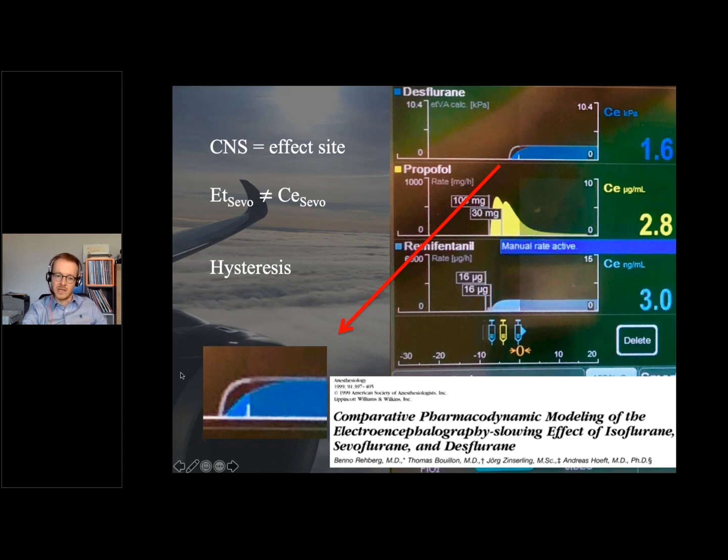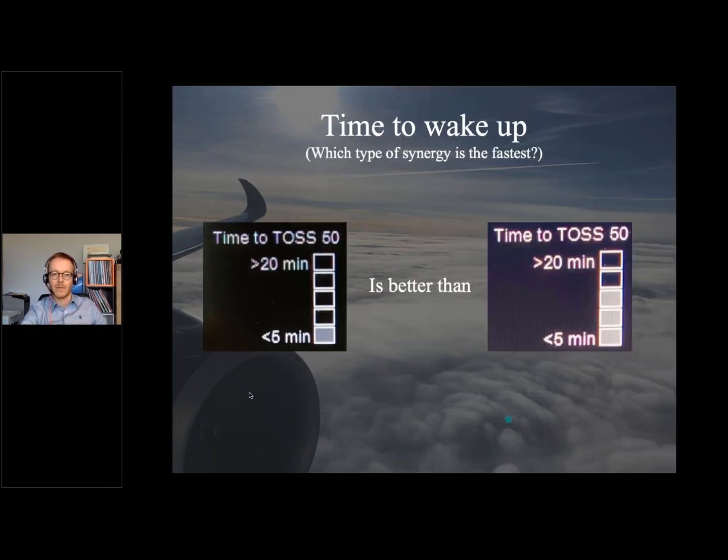So as you can see here, we already reached our end-tidal target, but we didn't yet reach it as to the effect site concentration. That is the explanation of the phenomenon that we all experience quite a lot. So how about time to wake up? I showed you this on the SmartPilot view in the corner. So if you have a prediction that your patient is waking up in less than 5 minutes, of course it's better than this.